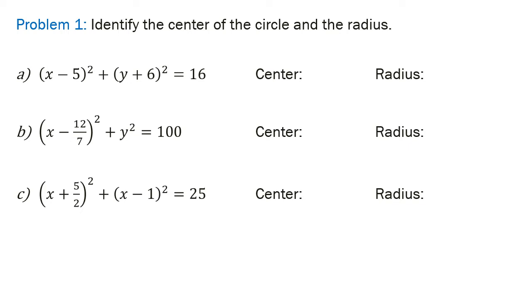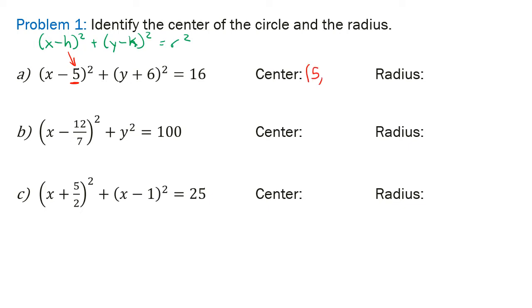So problem 1, identify the center of the circle and the radius. Keep in mind the original equation for the circle is (x minus h) squared plus (y minus k) squared equals r squared. When we look at the center, the 5 is our h because we have the minus sign in the original equation and then the minus sign in the equation that we're given. So we're going to have 5.